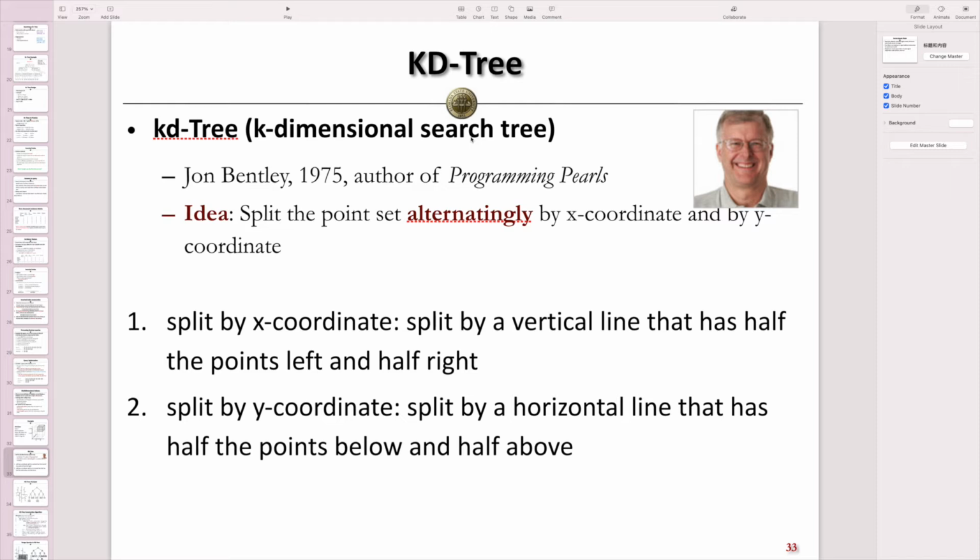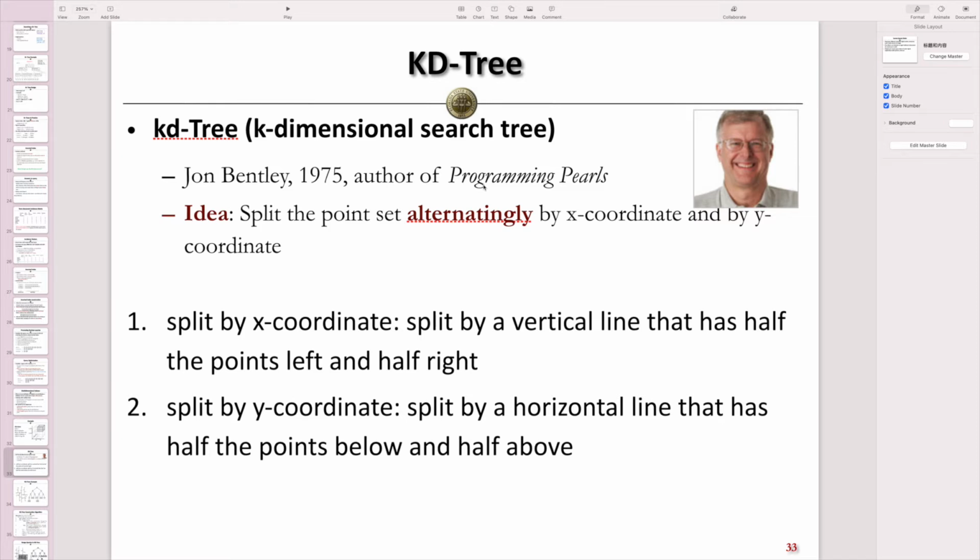If you remember John Bentley, he is also the author of Programming Pearls. I'm not sure if you remember this book or not. When I was studying computer science and programming in my undergraduate program, I read this book. It also covers many interesting techniques and tricks we can play with programming. If you are interested in this book, you can refer to it for more information.